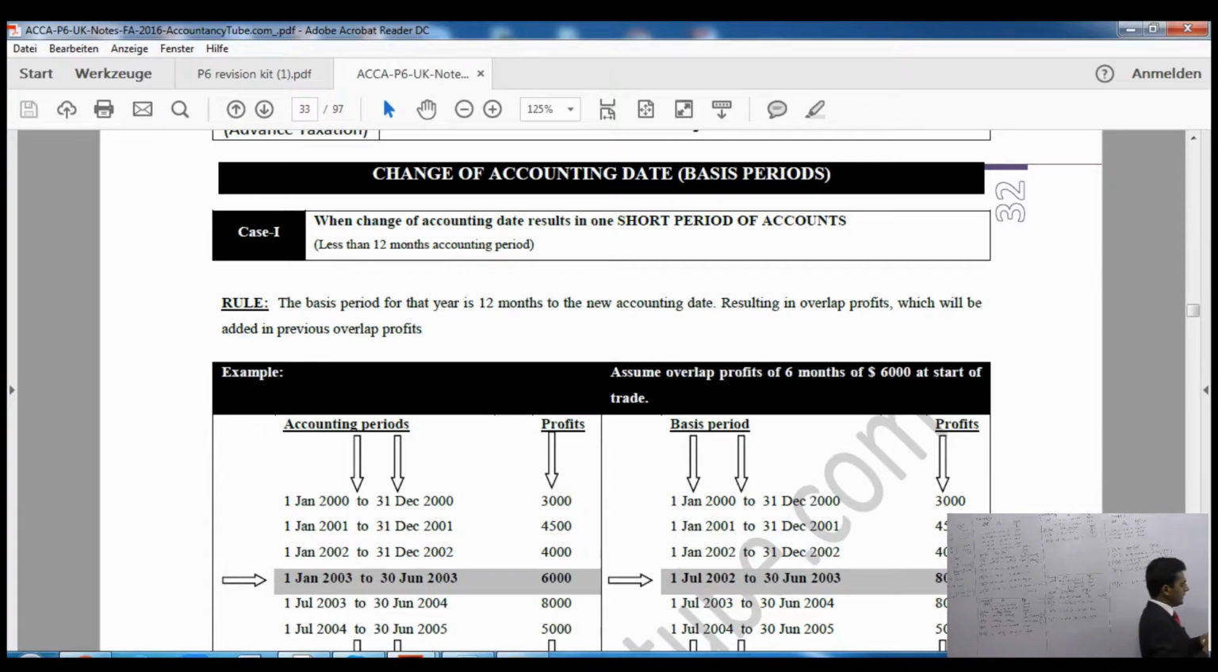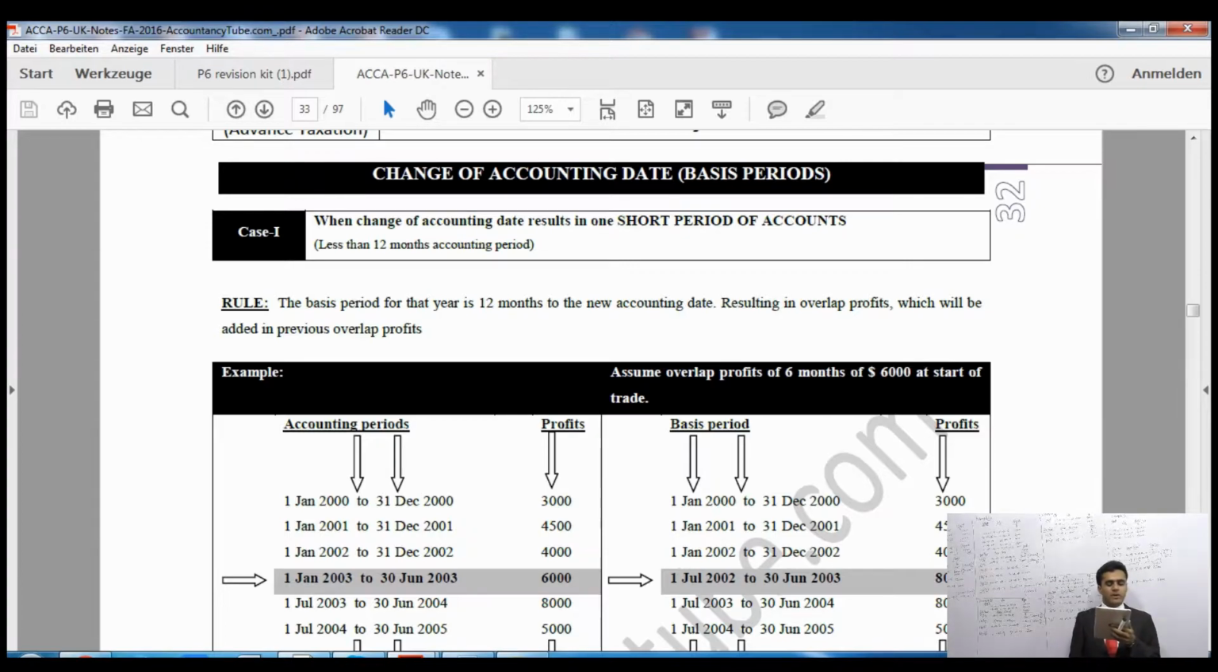Now in the first scenario, what it says is that when change of accounting date results in one short period of accounts. So he made a change in the accounting period which resulted in one short period of accounts. So when he makes a change, obviously in the year of change it will be short. After that, the following years will be 12 months, but the problem will be only in the year of change. All right, so he made a change in the accounting period which resulted in a less than 12 months accounting period, which is known as a short accounting period.